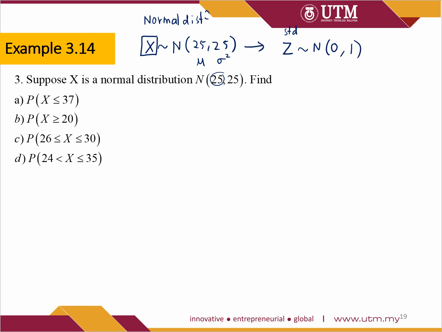So how to transform this into the standard normal distribution? Let's go through the first problem. A. The probability of normal distribution X less than or equal to 37. We want to transform this into the standard normal. Remember the formula for the standard normal distribution is X minus mean over sigma squared. Sorry, not sigma squared. It should be X minus mean over the standard deviation.